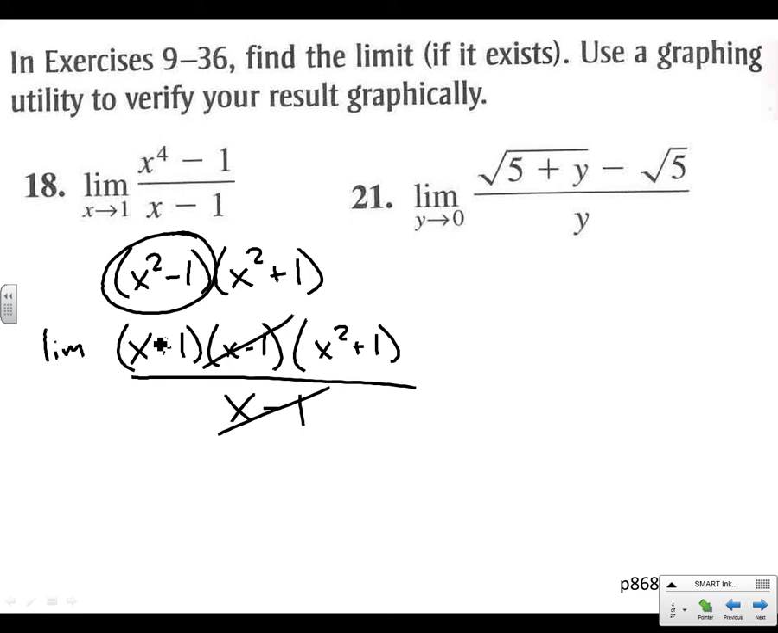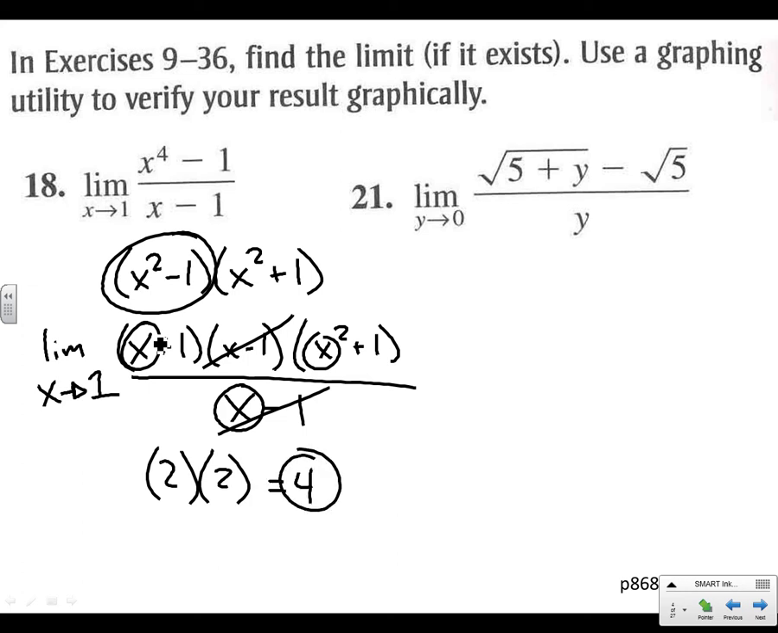So if we do the limit as x approaches 1, at this point now we can put 1 in wherever we see x and not have a problem, because before if we put 1 in for x we'd get 0 in the denominator. And that wouldn't work. So let's see here. Plug in 1 here. 1 plus 1 is 2. 1 squared is 1 plus 1 more is 2. So our limit is 4 as x approaches 1.